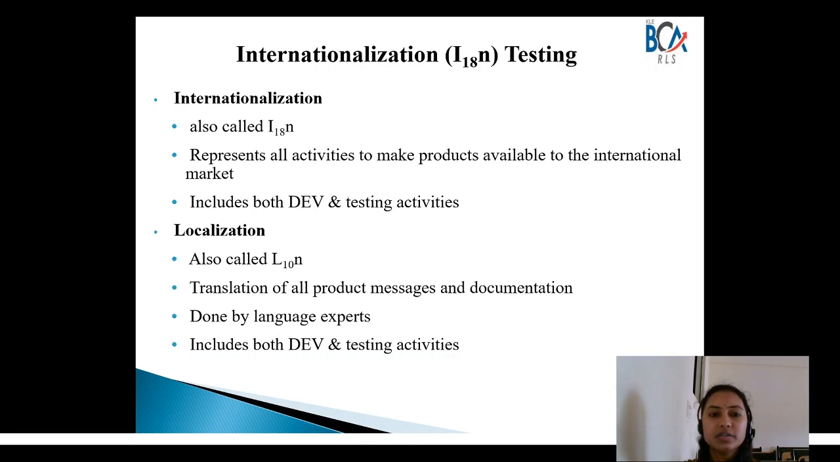Localization is also called L10N, and it is the translation of all the product messages and documentation into the local language itself. This is done by language experts, those who know the language properly and know the proper editors for the particular language. This also includes both development and testing. So it has to be tested and also developed. Moving on to the next slide.